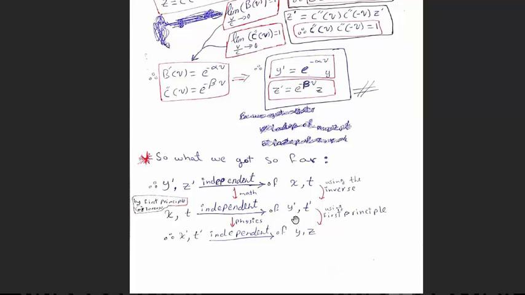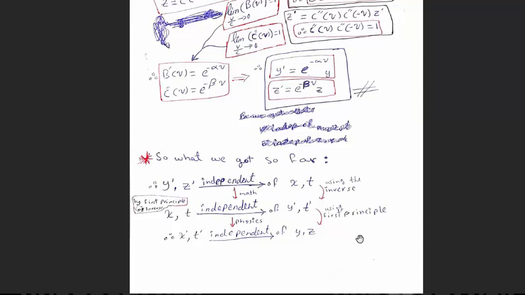So yeah, this should be y dash z dash. Here we are considering that when this is independent of this, we can reverse it and say this is independent of these two. So this should be y dash z dash.